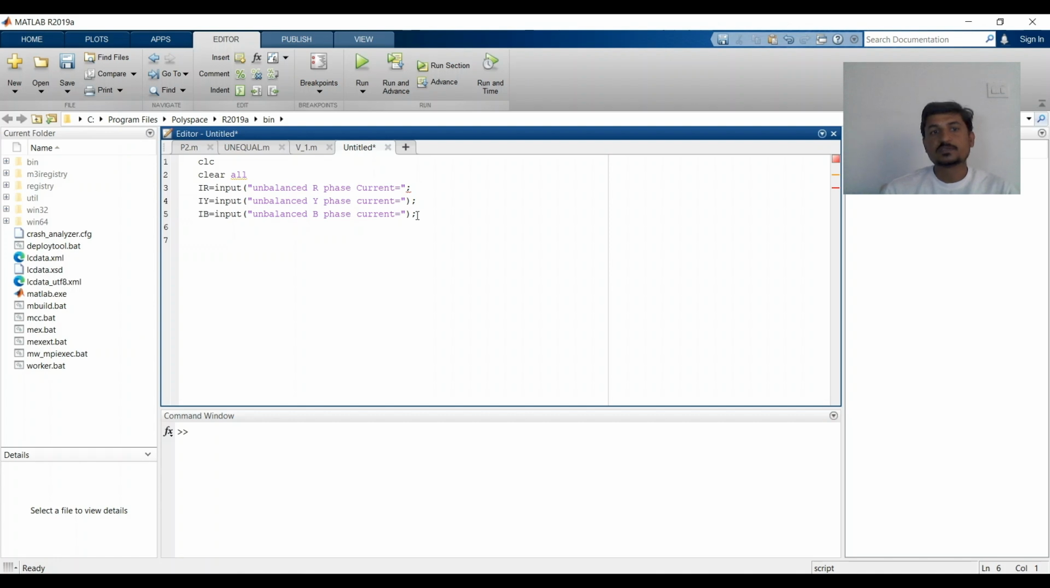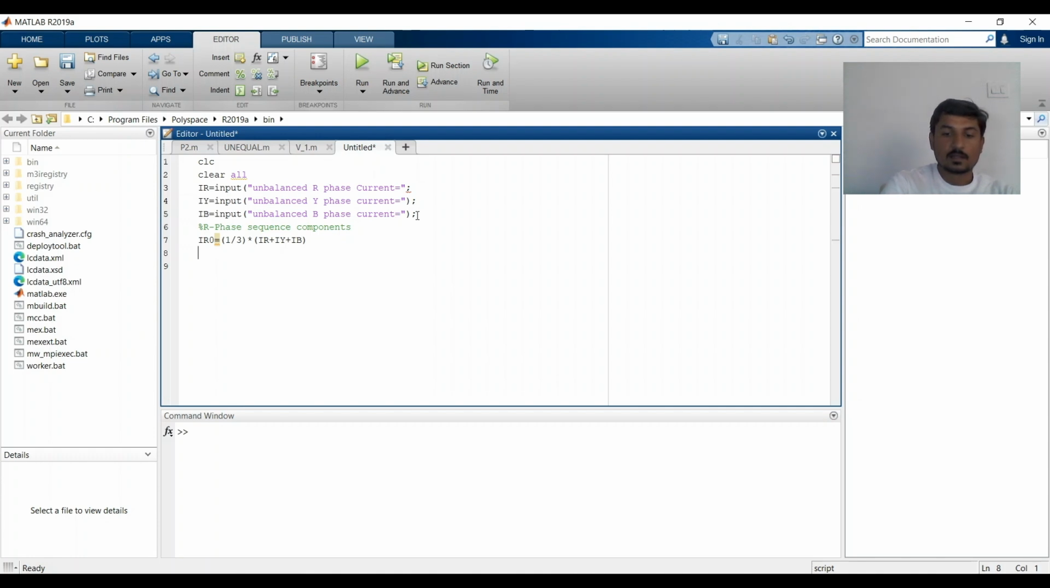Now we need to calculate the sequence components of the R phase, Y phase and B phase. Let us start with the R phase. We are using a comment line for the R phase sequence components. The R phase sequence components are IR naught, the zero sequence R phase current. IR naught is equal to, as we have already mentioned, 1 by 3 times IR plus IY plus IB.